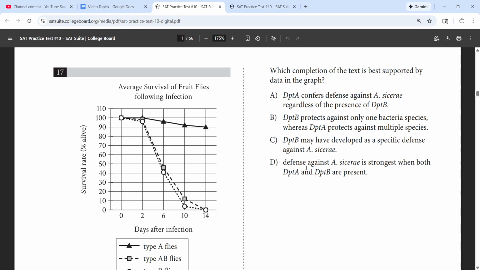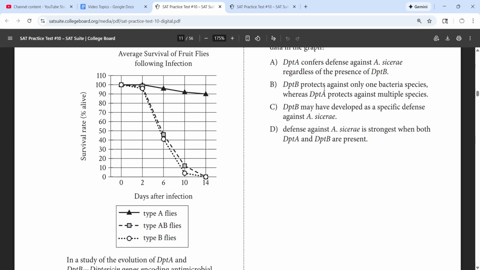So, step 1, read the question. Which completion of the text is best supported by data in the graph? I don't know anything about the text or what's going on other than there's a text and there's a graph and there's data, and I have to have something that supports the completion of the text.